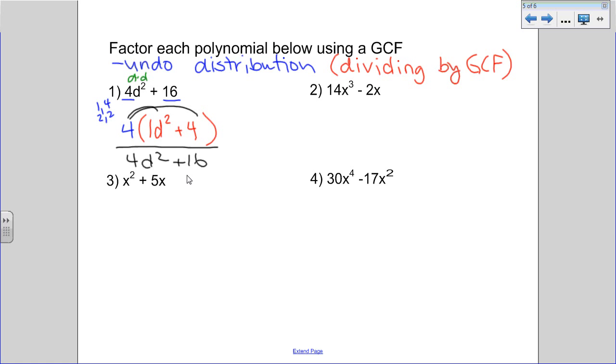All right, let's take a look at number 2. 14x to the third minus 2x. Smallest number is 2, correct? What's the greatest common factor of 14 and 2? 2. All right, my x's, I've got 3 of them here. I've got 1 here. So what's going to be my greatest common factor for those two? 1x. Beautiful.